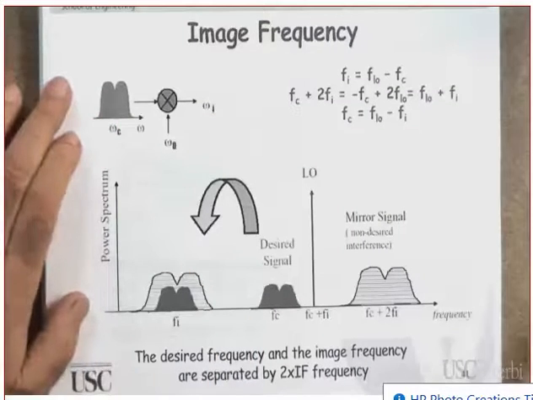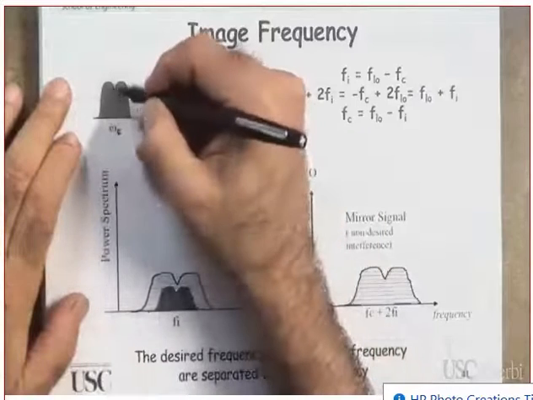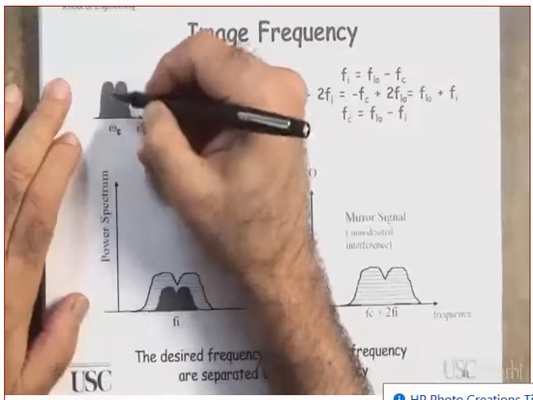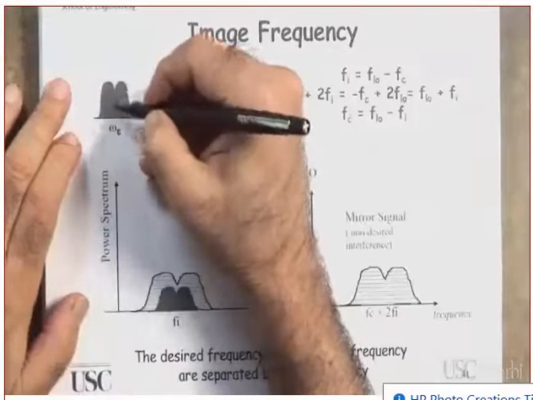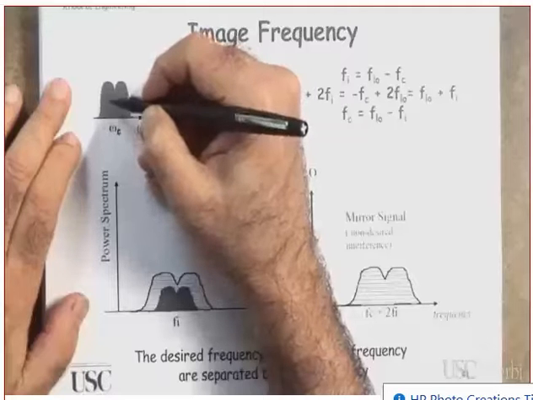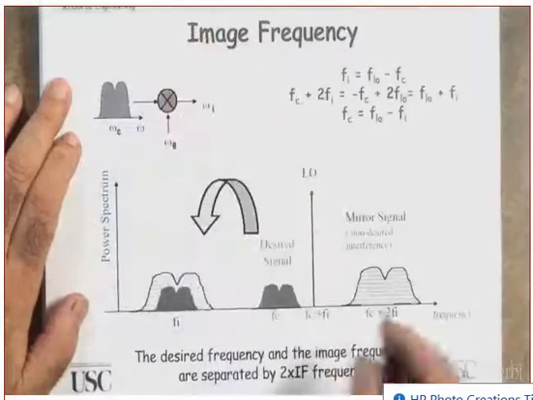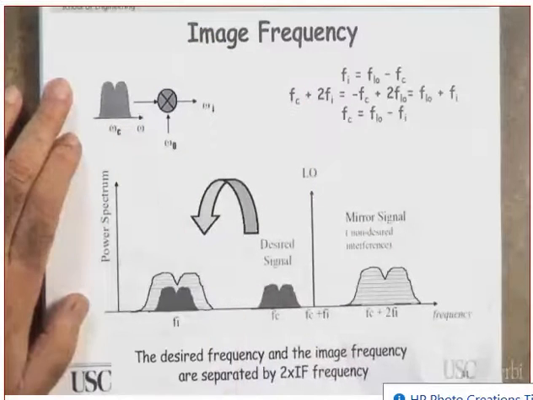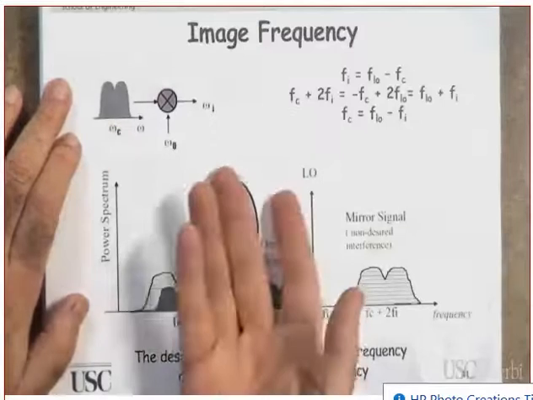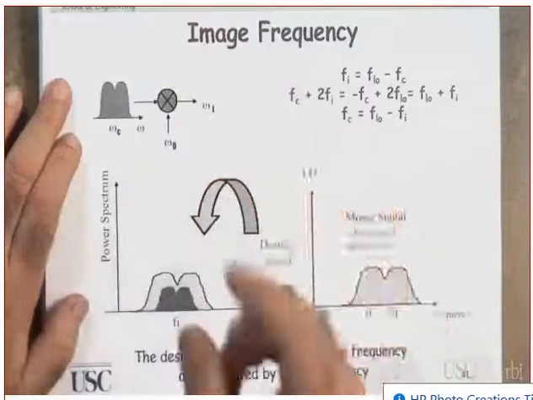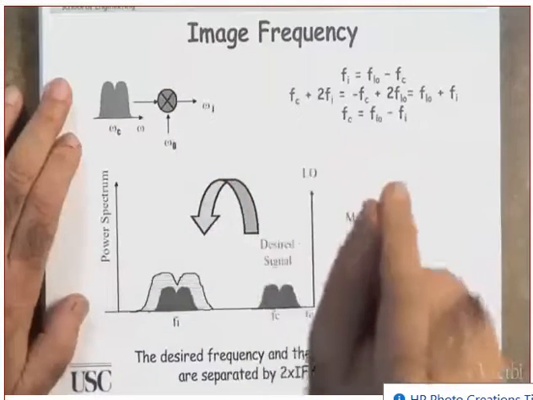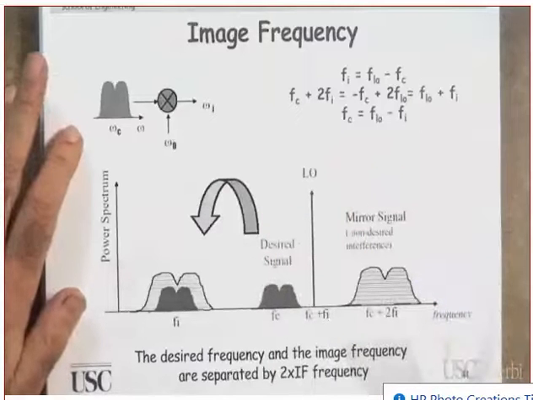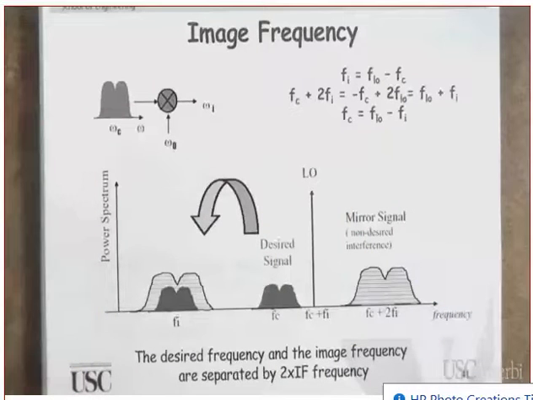Let me ask a question. Is there a component at omega C? Is there a carrier component at omega C? Or is it centered at omega C? There could be a component at omega C if there is a discrete component of omega C for the purpose of making the synchronization at the receiver easier.